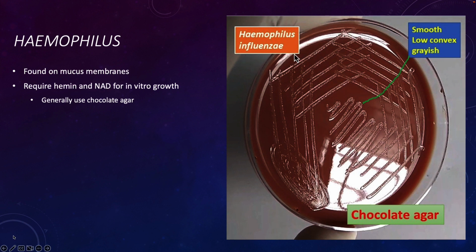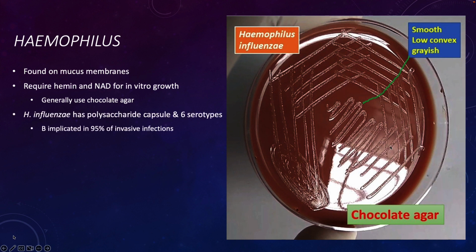The most common species of Haemophilus is Haemophilus influenzae, and they grow as these smooth, kind of grayish colonies on chocolate agar. Haemophilus influenzae, like I said, is the most common species that we see in human infection. It has a polysaccharide capsule and 6 different serotypes. Type B, Haemophilus influenzae type B, is the most dangerous and implicated in approximately 95% of invasive infections.